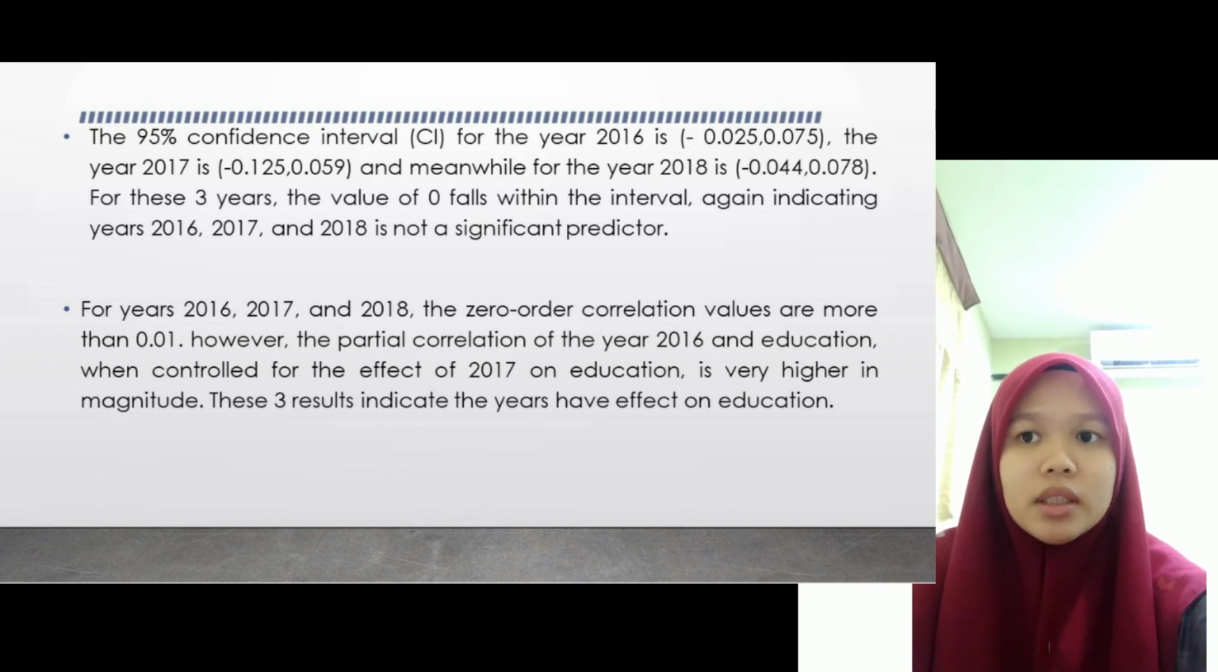However, the partial correlation of the year 2016 and education, when controlled for the effect of the year 2017 on education, is very high in magnitude. These 3 values indicate the years have an effect on education.